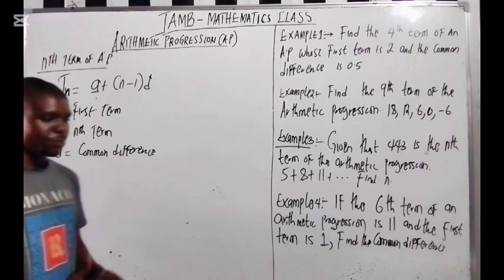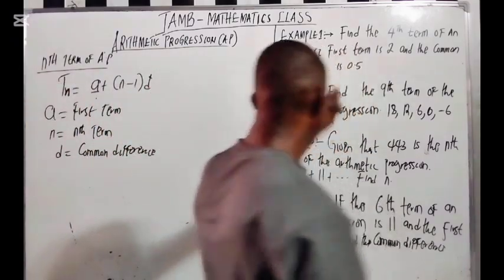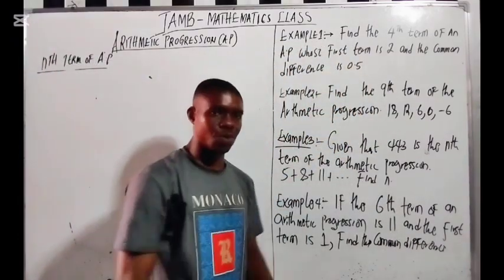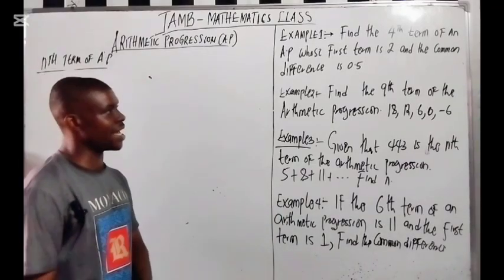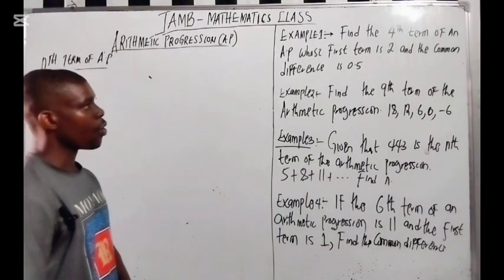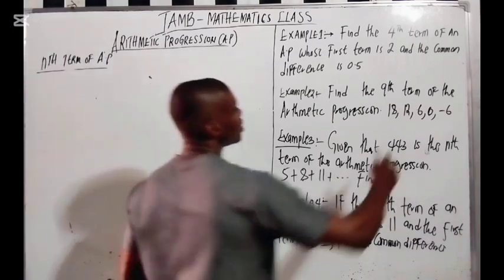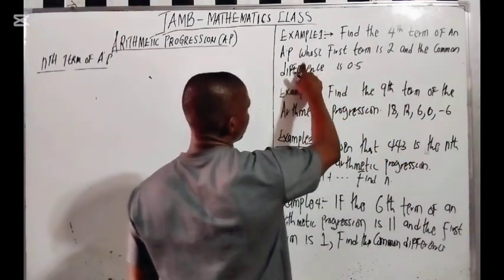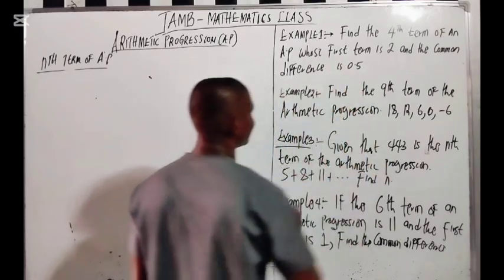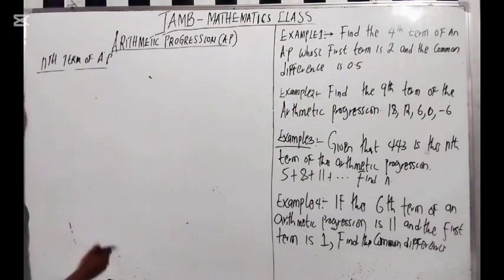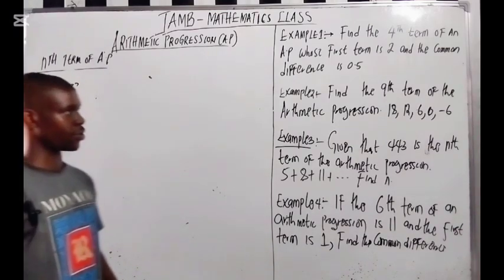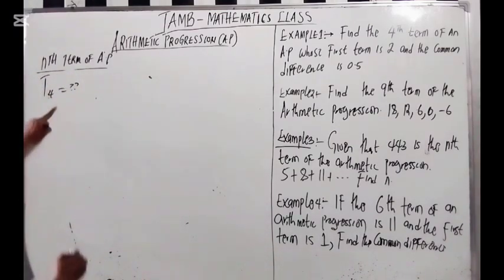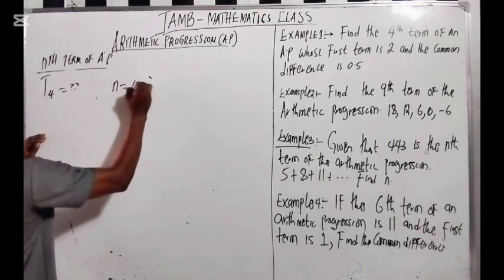So how do we start solving problems? Let's start solving. I want to solve calculations. Find the fourth term of an AP whose first term is 2 and common difference is 0.5. They ask you to find the fourth term of the arithmetic progression. That is my n, which is 4.